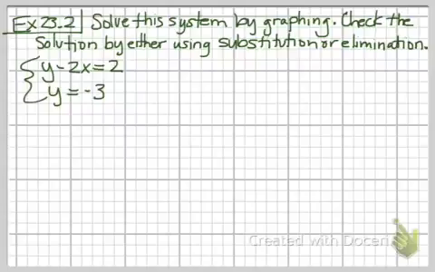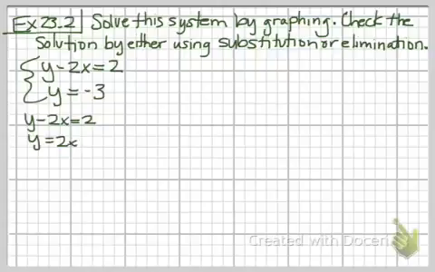Okay, let's do another example. Solve the system by graphing. Check the solution by either using substitution or elimination. So this is pretty easy to put in y equals form. y minus 2x equals 2. We'll add 2x to both sides. So we get y equals 2x plus 2.